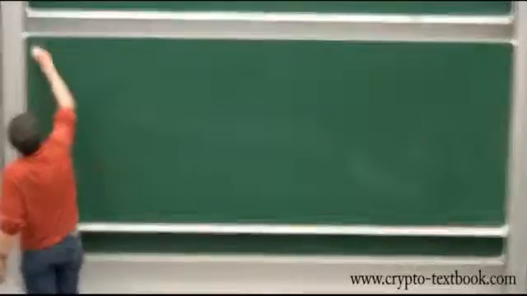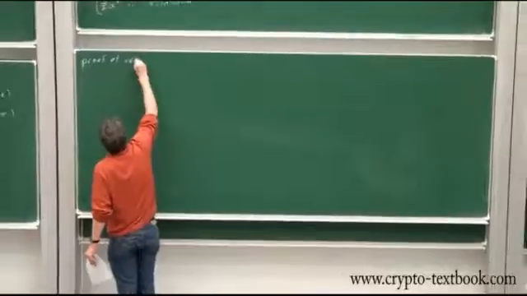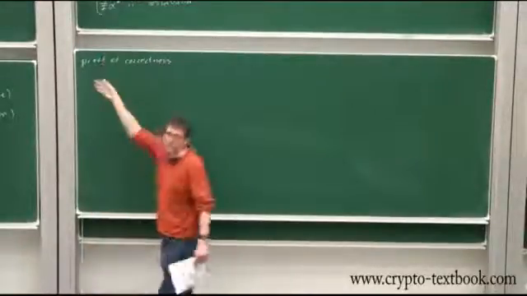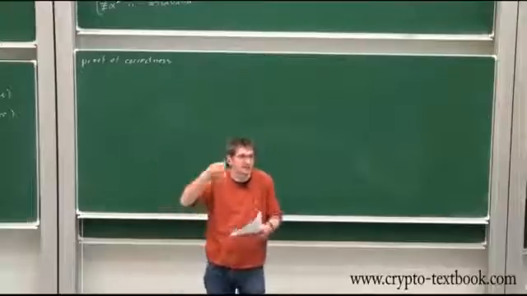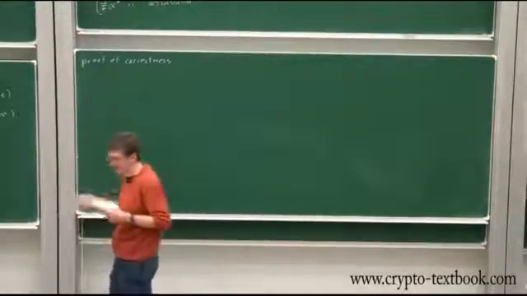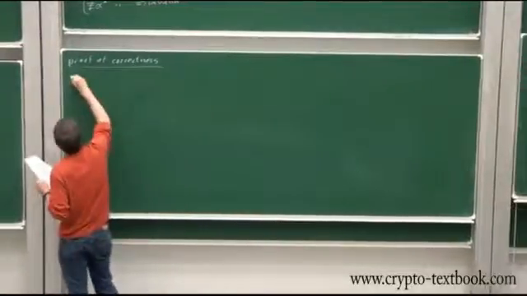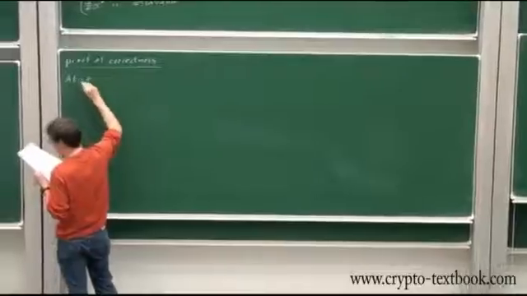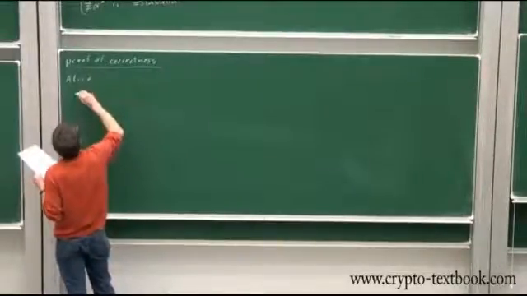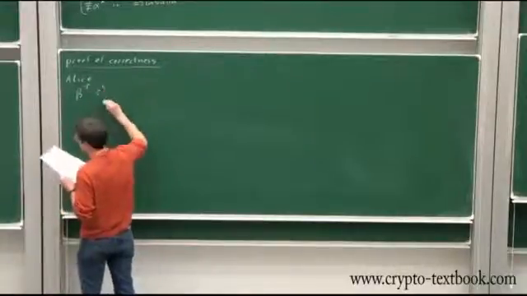We want to check, does this verifying make any sense? We call that proof of correctness. So we look at what Alice is doing, and does this verification decision, is t equivalent to alpha to the x, make any sense? Okay, so what Alice does is she computes beta to the r times r to the s.